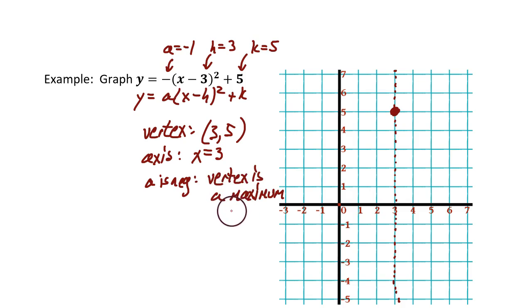If the vertex is a maximum, then the parabola is this shape, where the vertex is the highest point on the parabola. So let's go over to our grid and build the parabola. From the vertex, left 1, down 1, and its matching point over here. Then from the vertex, left 2, down 4, and its matching point over here. Then from the vertex, left 3, down 9, and its corresponding point over here. Then draw in the branches to make the parabola.